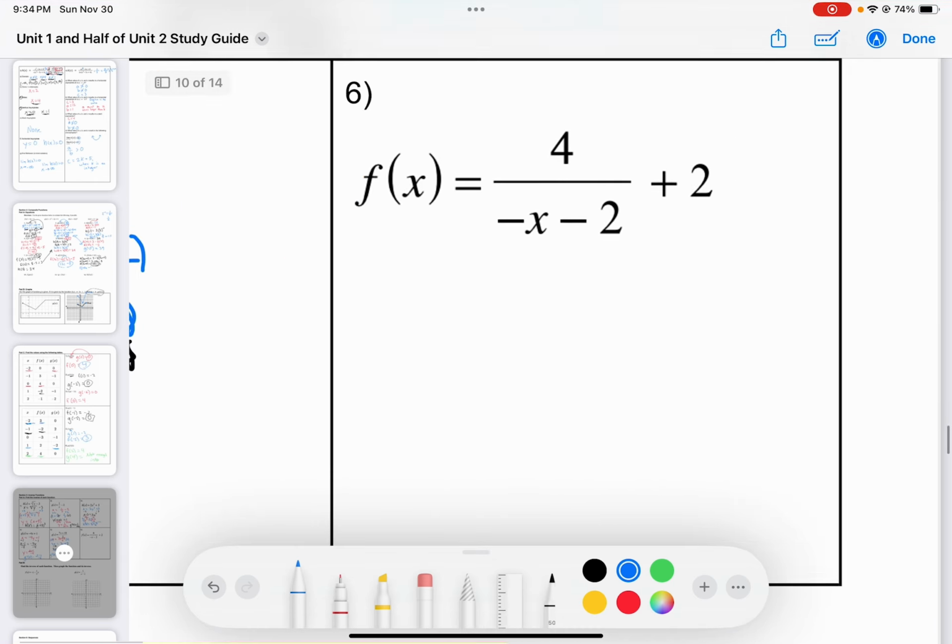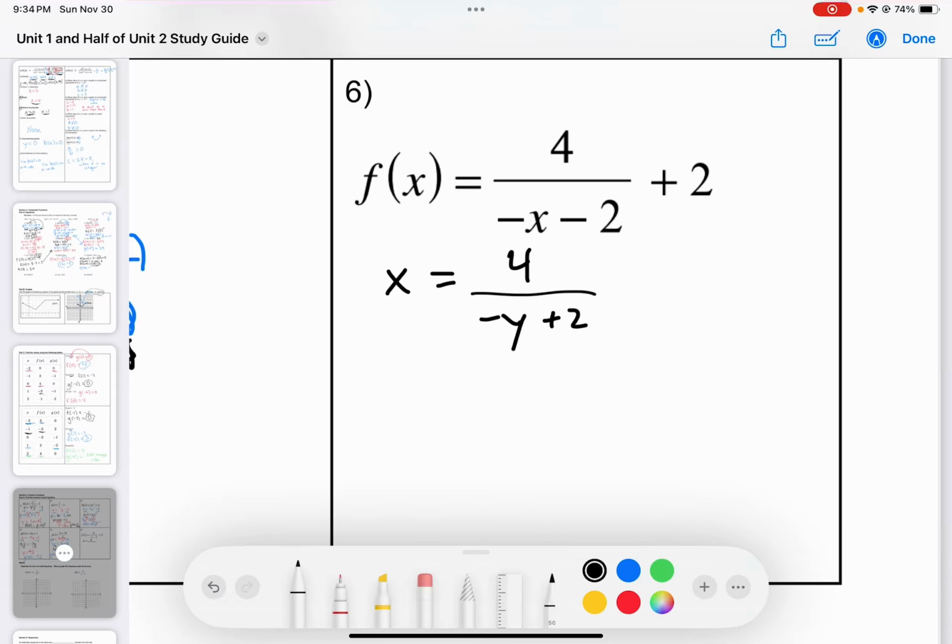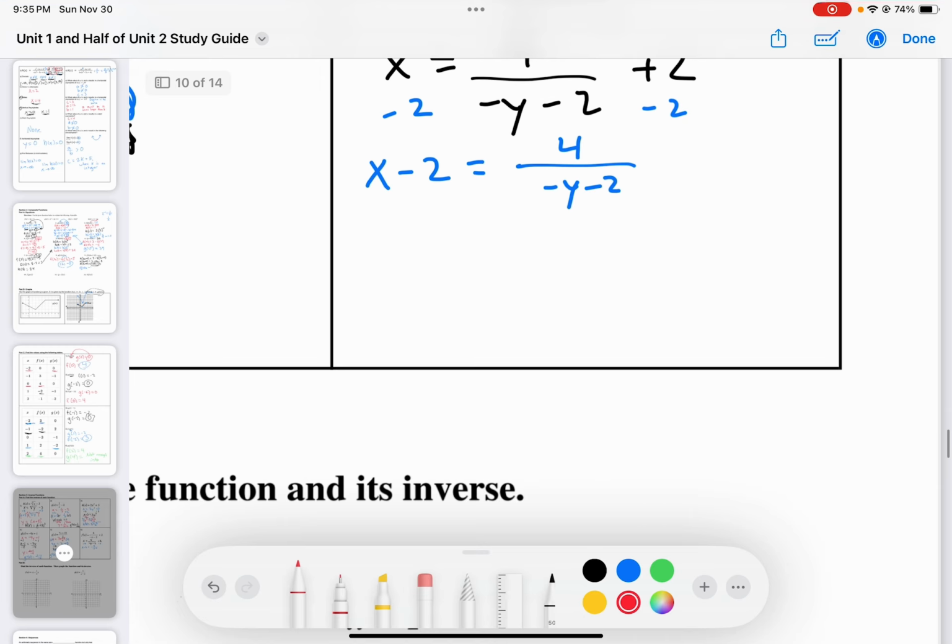All right, let's do a little algebra over here now. Switch the x and y. That's a minus 2, plus 2, minus 2 from both sides. X minus 2 equals 4 over negative y minus 2. I'm going to use a little extra space here. To get rid of division, I multiply both sides by negative y minus 2.